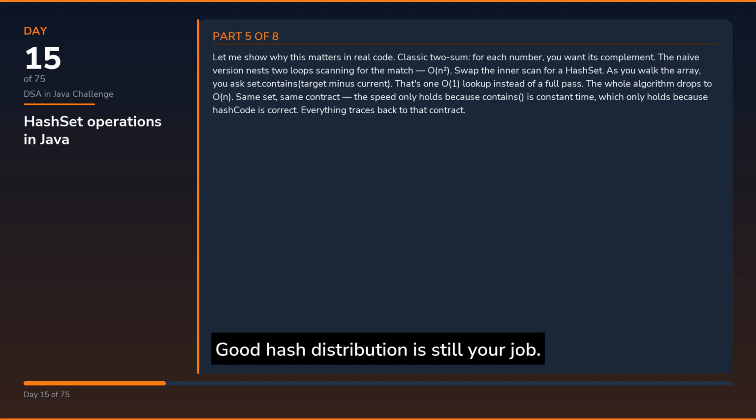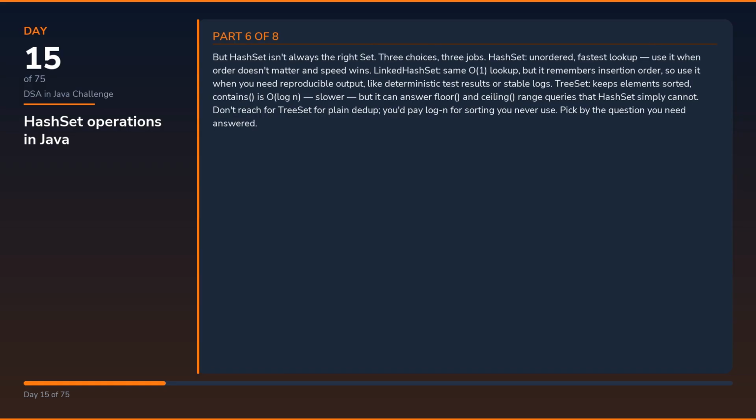That's an O(1) lookup instead of a full pass. The whole algorithm drops to O(n). Same set, same contract. The speed only holds because contains is constant time, which only holds because hashCode is correct. Everything traces back to that contract.